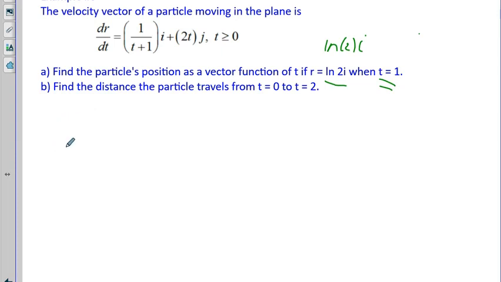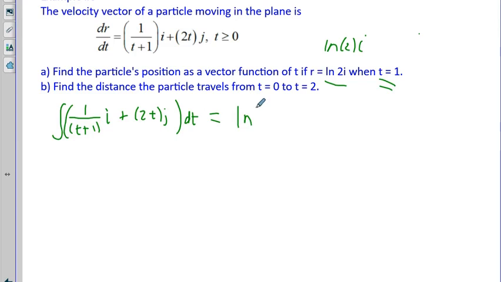So I'm given the derivative. I want to find the function, so I have to find the antiderivative. So I'm going to integrate 1 over t plus 1 i plus 2t j, and this is in terms of t. So this becomes the natural log of the absolute value of t plus 1 i plus t squared j, and then plus c. We have to have a constant.